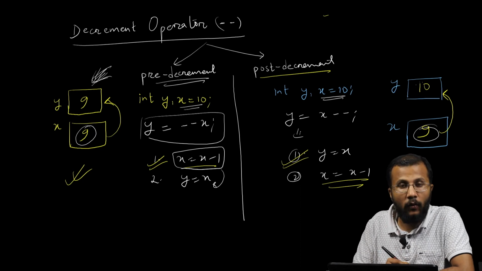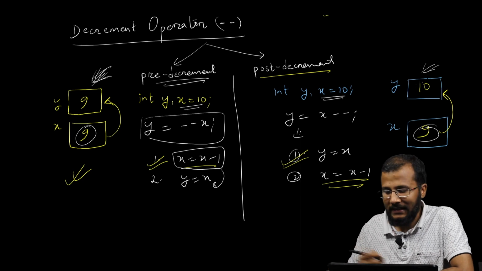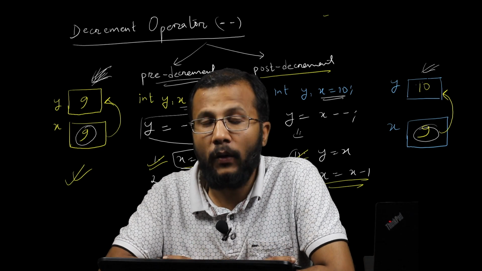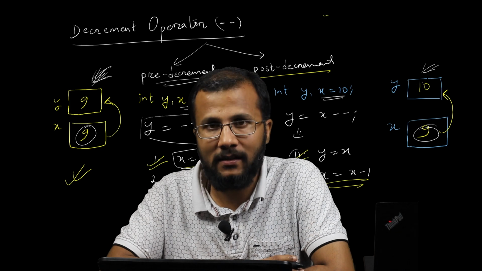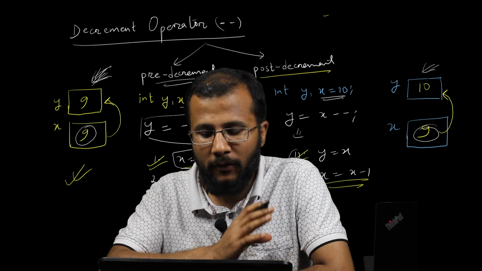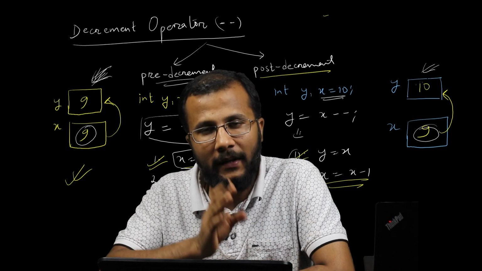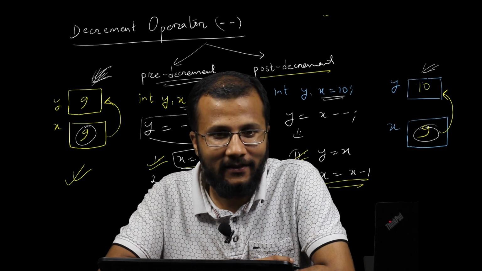So the order is changed, so the value of y in both the cases is different. In the first case the value of y finally is 9, and in the post decrement the value of y is 10. So we are going to use this pre and post decrement very frequently while we are learning about loops. It will come in subsequent sections later on, but it is very important to know how it really works. I hope you have understood the working of pre and post increment as well as pre and post decrement in this lecture. Stay tuned.